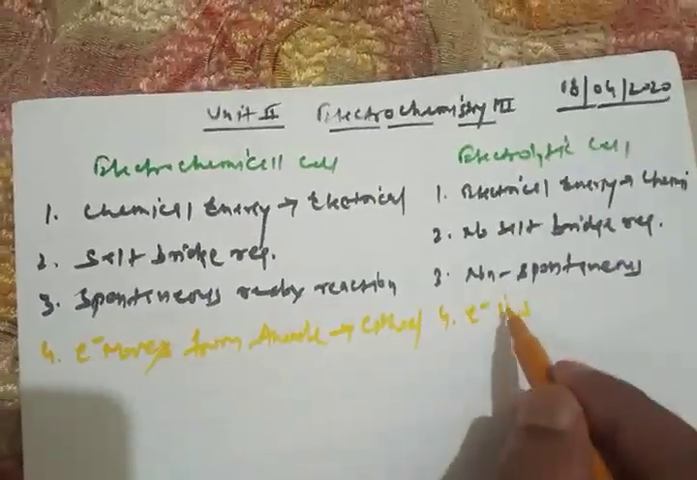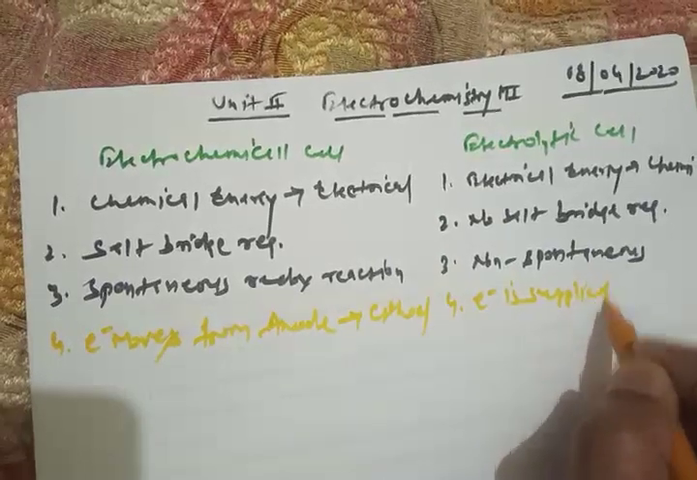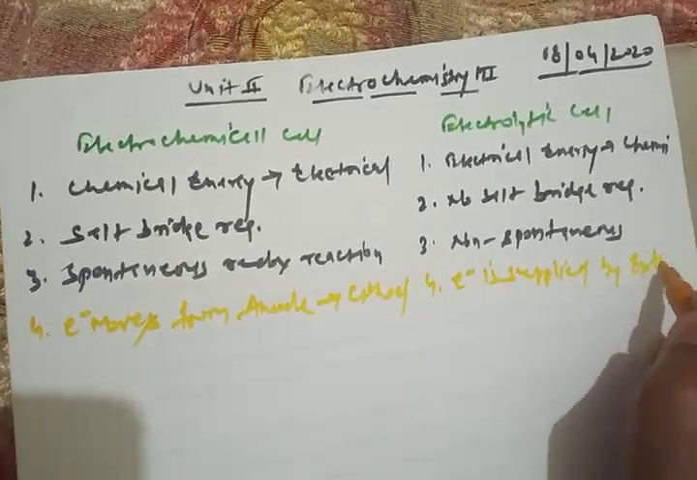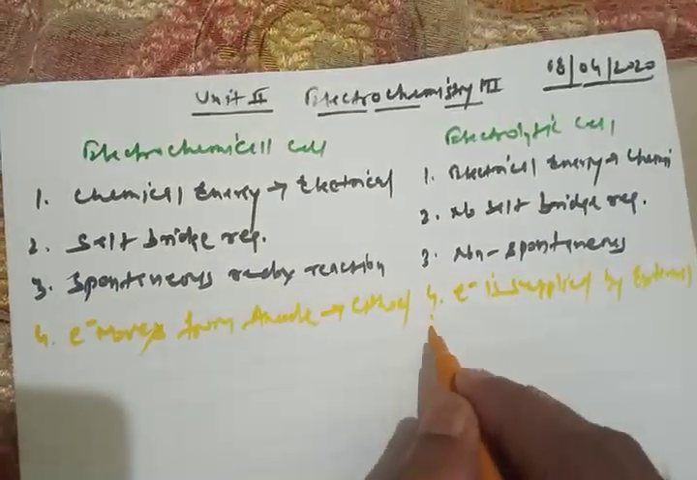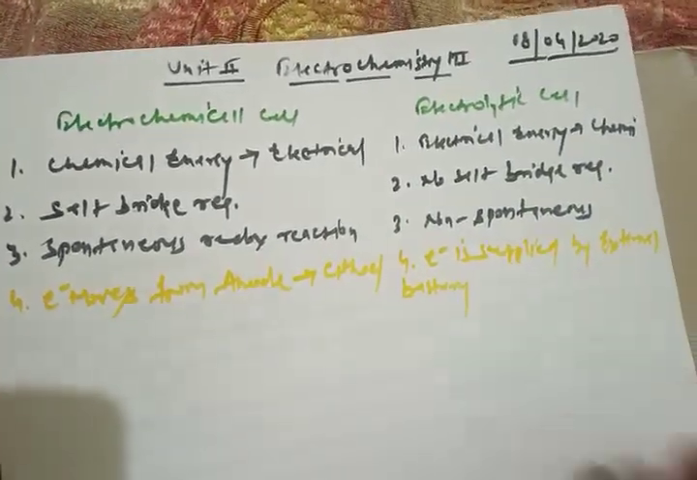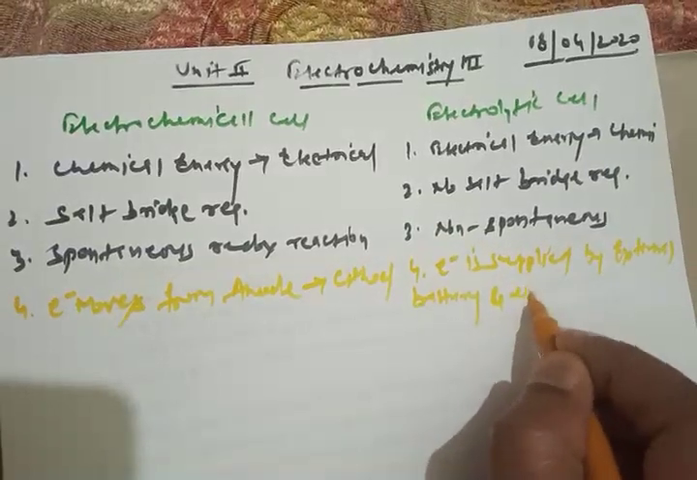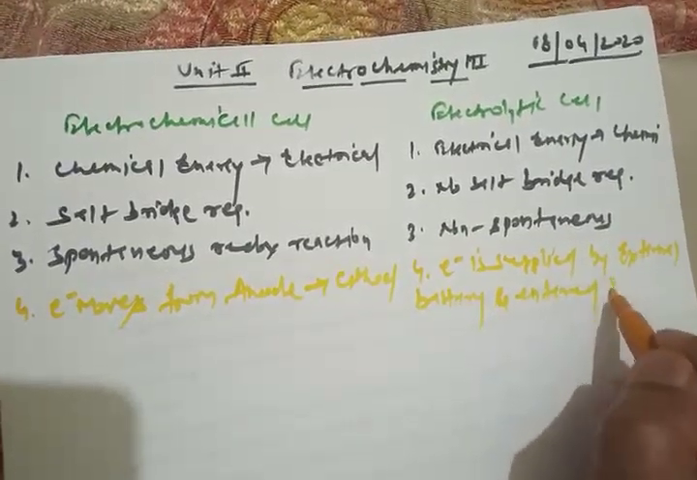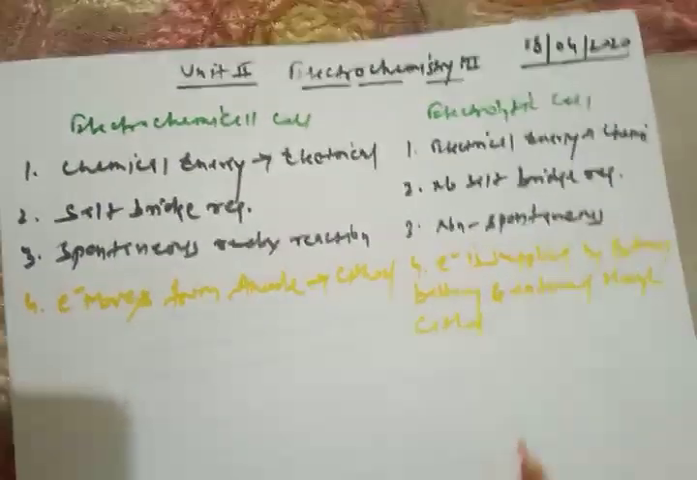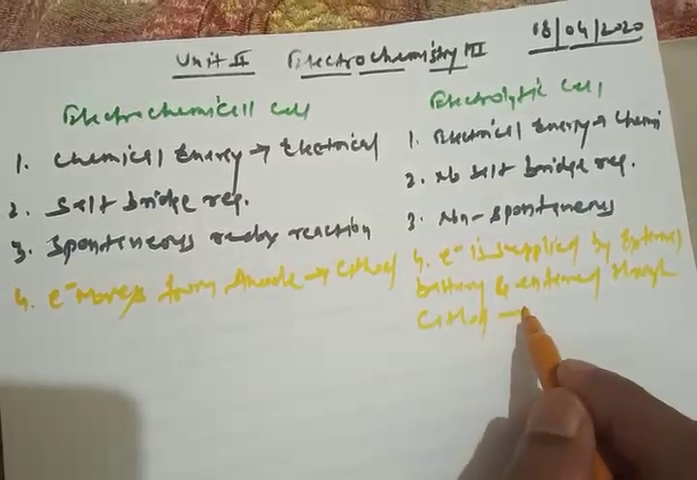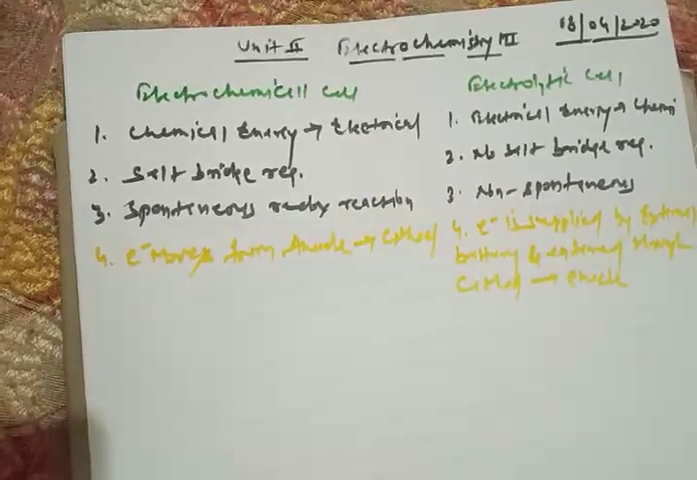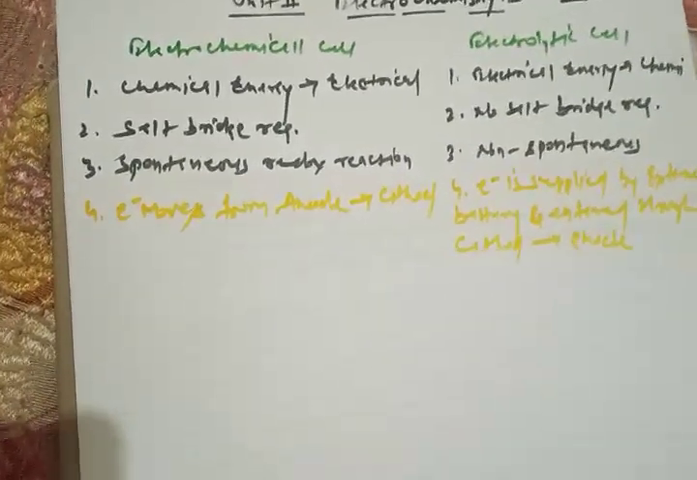Okay, so electron is supplied by external battery and entered through cathode. So here we can say the electron is moving from cathode to anode. Correct.